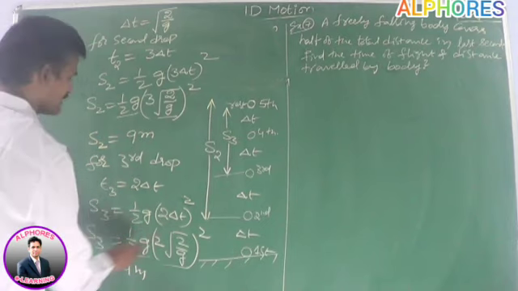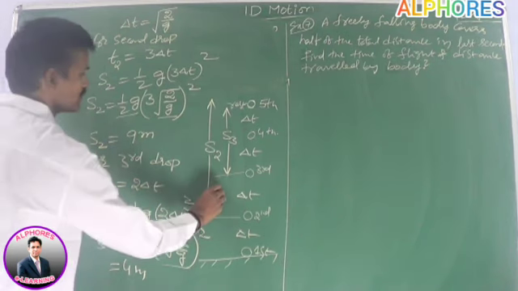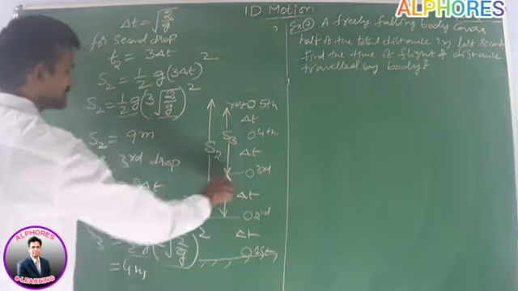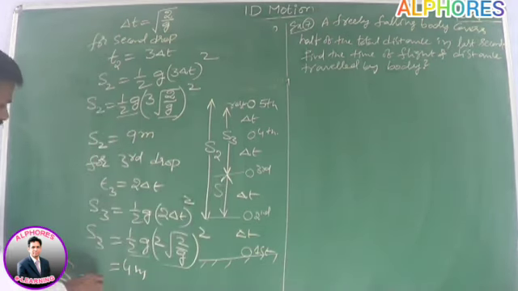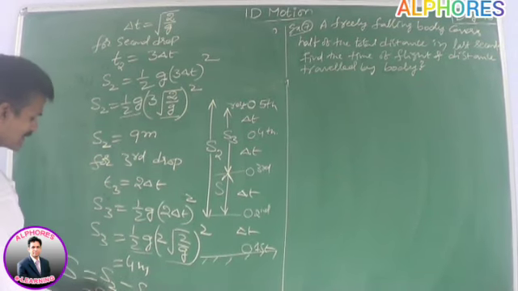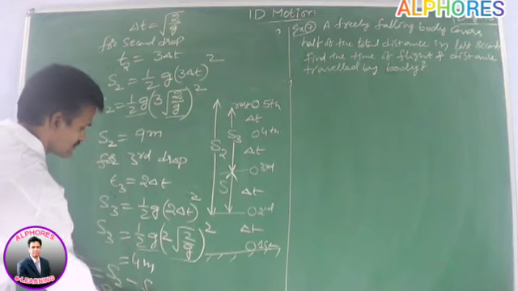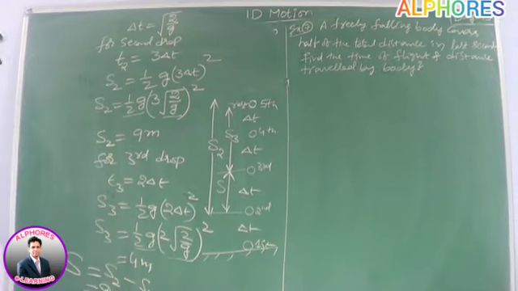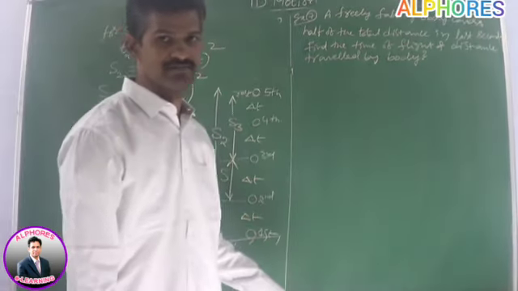So the distance between these two is some s. That s is given by S2 minus S3. That is 9 minus 4, that is 5 meters.